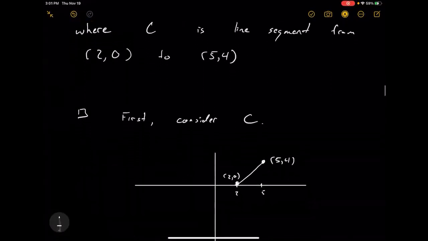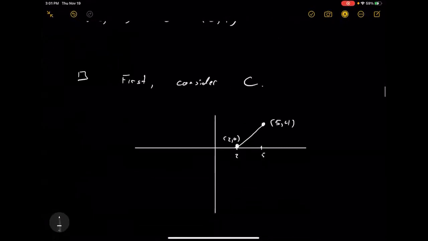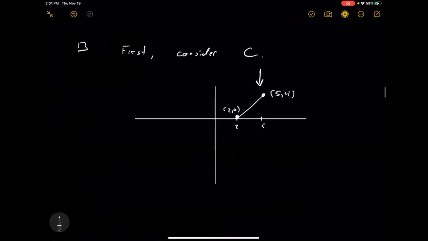So let's consider this curve C first. This is my curve. It's pretty simple. It's just that line segment from (2, 0) to (5, 4). I could think of this as three-dimensional space, where I'd have my curve, and then its heights, and then I draw the curtain. But let's forget about the three-dimensional stuff for a second and just look at the domain. This is what I'm integrating along.